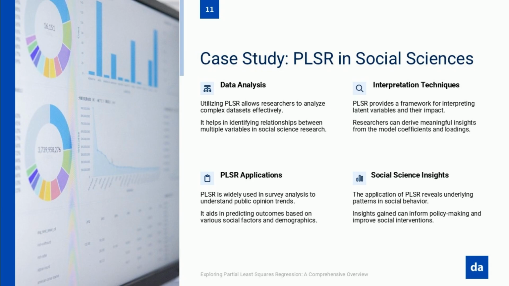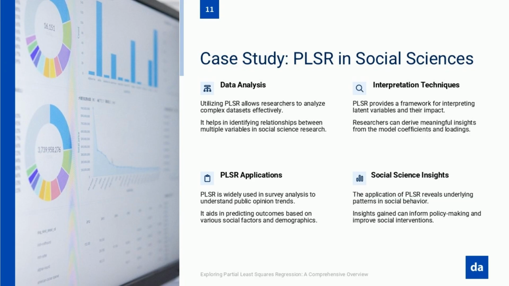Social science data is notorious for being highly correlated. Income is linked to education, which is linked to job opportunities, which affect mental health, and so on. Trying to isolate the effect of one variable using traditional regression is like trying to pull apart a plate of spaghetti. PLSR, however, doesn't get overwhelmed. It simplifies the chaos by reducing the data into latent variables, helping researchers focus on the most meaningful relationships without losing important information.